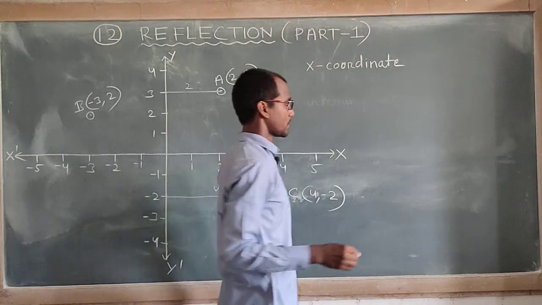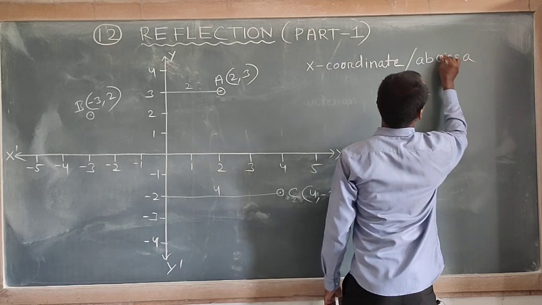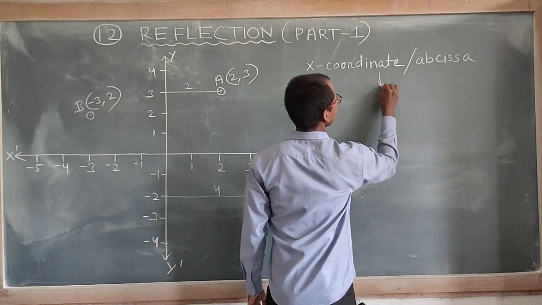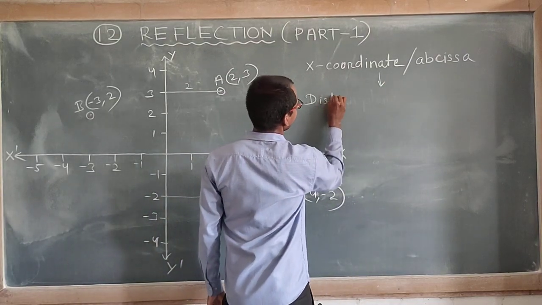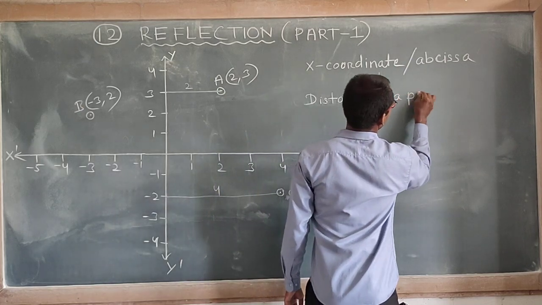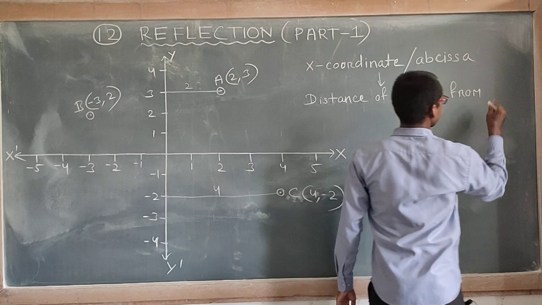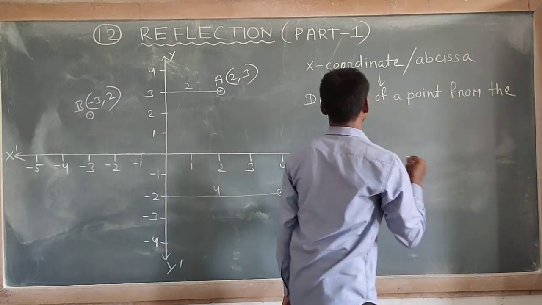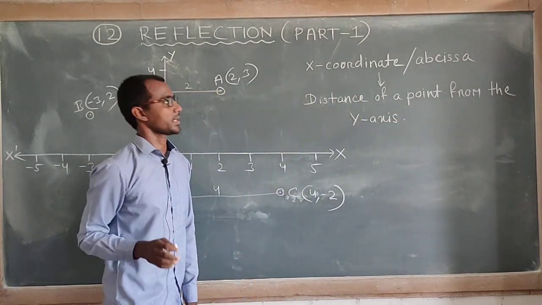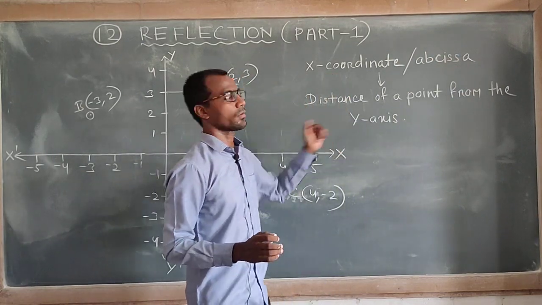The x coordinate is also known as abscissa. Okay, x coordinate or abscissa. What is this? Distance of a point from the y axis. Okay, so remember this. The x coordinate is also known as abscissa, and it is the distance of the point from the y axis.